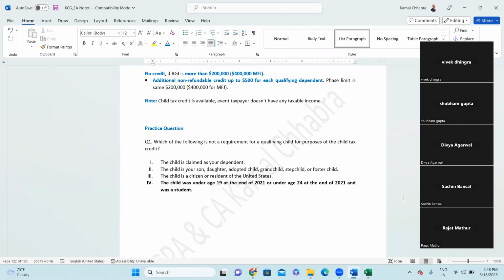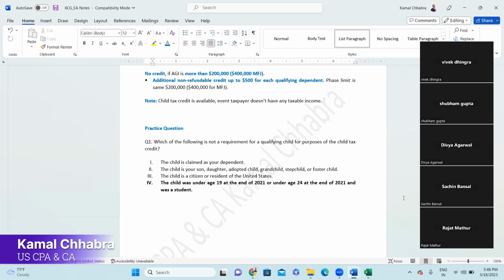So let's do a quick question. Which of the following is not a requirement of a qualifying child for the purpose of child tax credit? Right? Always read the question carefully. The call of the question is: not the requirement of a qualified child. First one is, child is claimed as your dependent. Is it required? Yes, right? You should be considering that as a dependent in your tax return. So you need to give a separate declaration about any individual whom you are considering as a dependent.